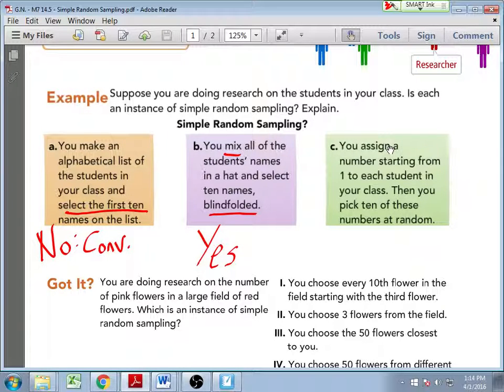So that is simple random because you mixed them and you chose them while blindfolded. Because if I mix the names up and then I choose them while looking in it, that's not random. That's why sometimes people say, here, pick something. They'll put it above your head. They're like, here, choose something, because then you can't see. You're picking at random.